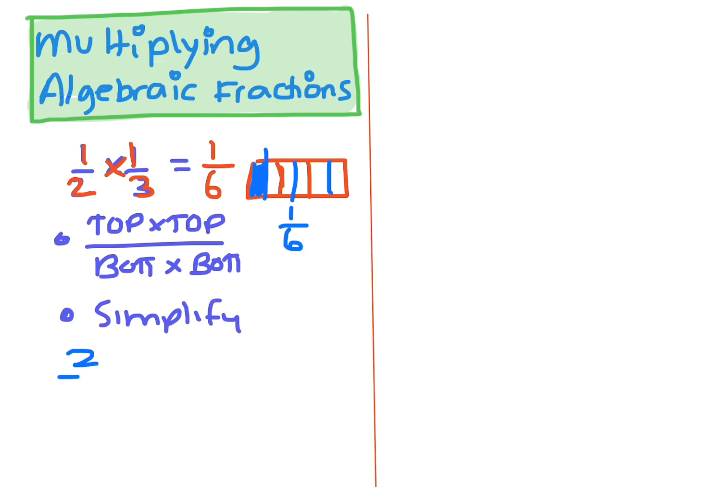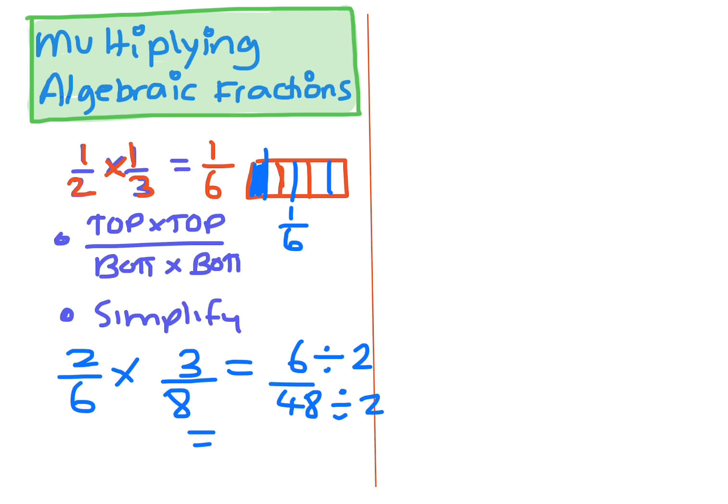Now, if you have, say, 2/6 times 3/8, 2 times 3 is 6, 6 times 8 is 48, then you need to simplify it. So if I divide by 2, what do I get? I only get 3 on 24. Divide by 3, and I end up with 1 on 8.